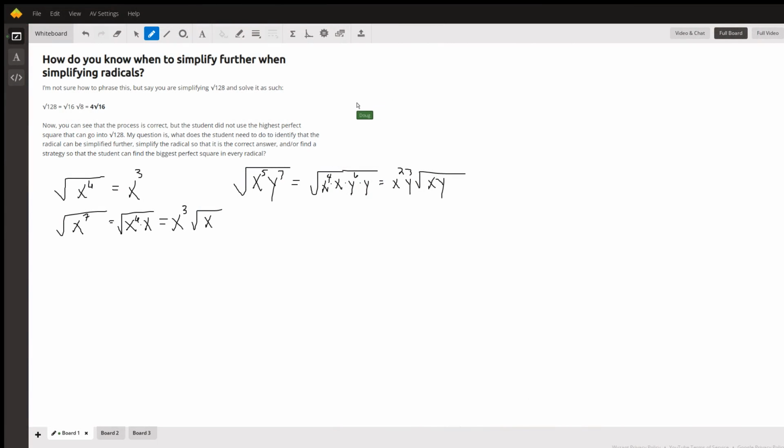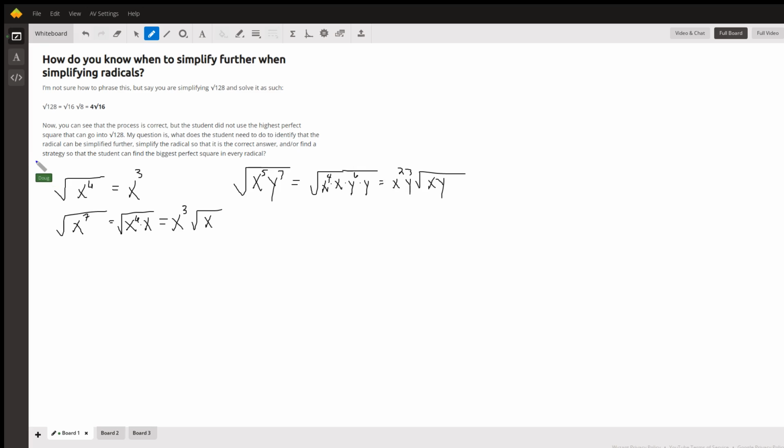Okay, we're looking for a technique that allows you to determine when a radical expression, in our case, a square root expression, is in simplest radical form. And basically, there's two primary methods. One is to search for perfect squares that are factors of the radicand, and another is to do what we call prime factorization, which I'll illustrate on the next board.